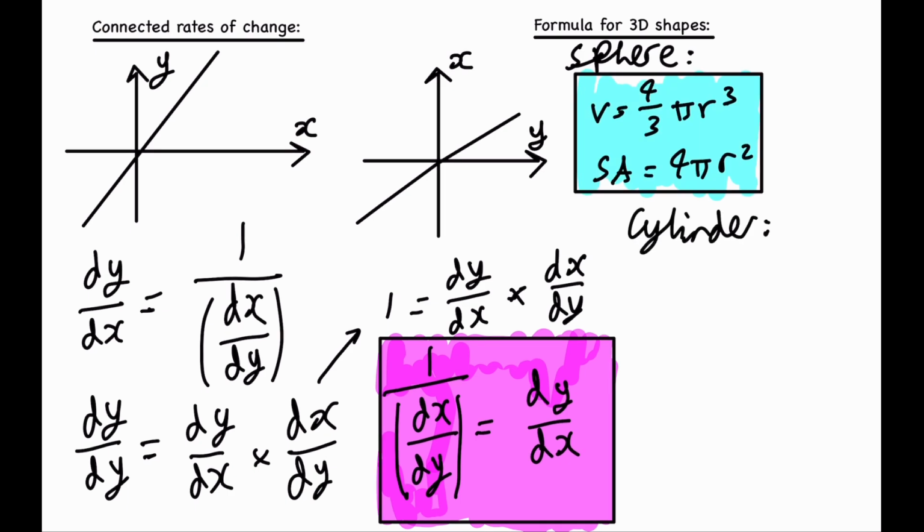Now the equations of the cylinder: the volume is equal to pi r squared times the height, and the surface area is equal to 2 pi r squared, so the two areas of the circle, plus 2 pi r h, which is the area of the round part of the cylinder.